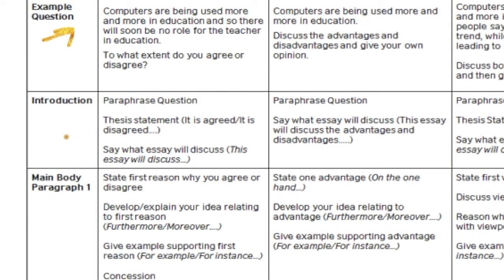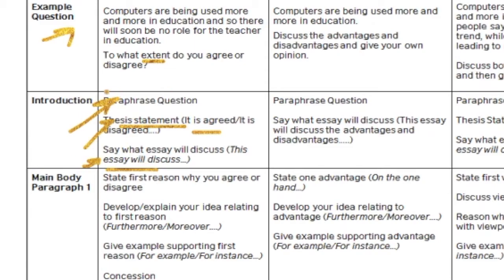How you go about it is firstly you paraphrase the question, then you write the thesis statement, and then you present the outline statement. So paraphrasing is to change the question without changing its meaning. Then you write the opinion. It is agreed or it is disagreed. What is your opinion about it? And to what extent do you agree? That also has to be mentioned because it is asking for the extent of agreement or disagreement. Then you will say what the essay will discuss or what will it talk about. So that's your outline statement.